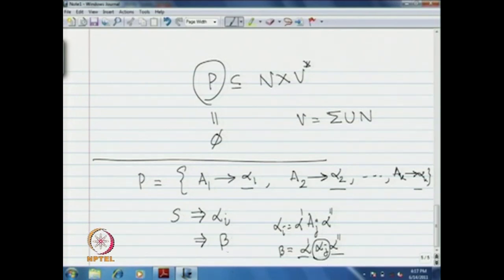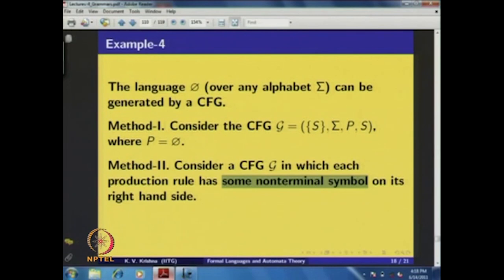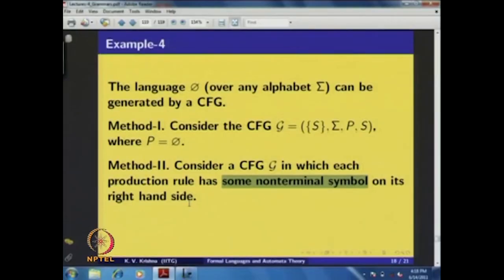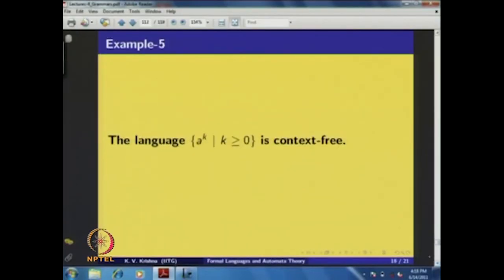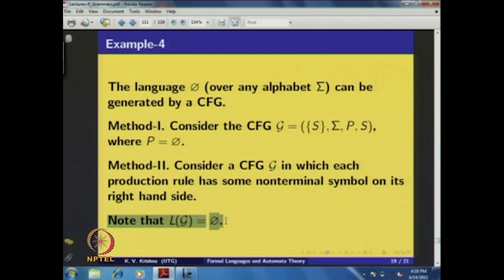and if you continue like this, every time you observe that there is one non-terminal symbol in each step that you continue. So you always have a non-terminal symbol in each step, and thus any derivation that you start will never terminate, and no terminal string can be generated using this grammar. Thus this CFG with this property derives only the empty set. So you understand that in either case, if you follow method 1 or method 2, the grammar under consideration generates the empty language.